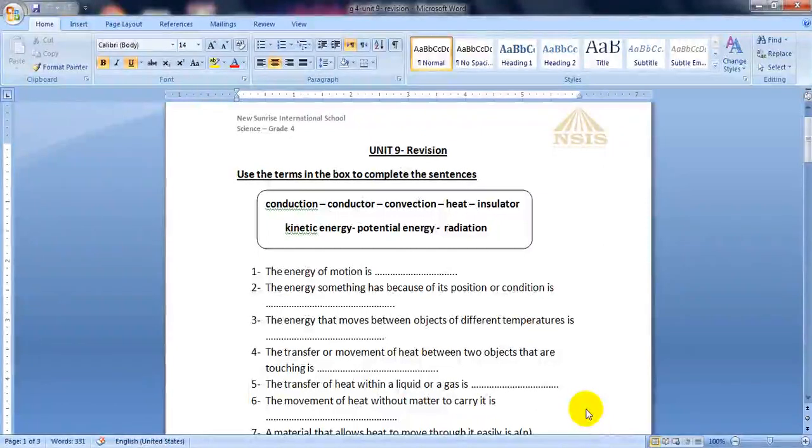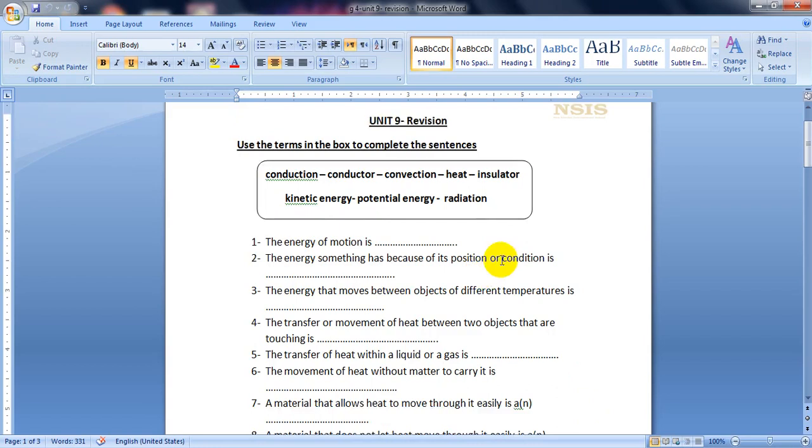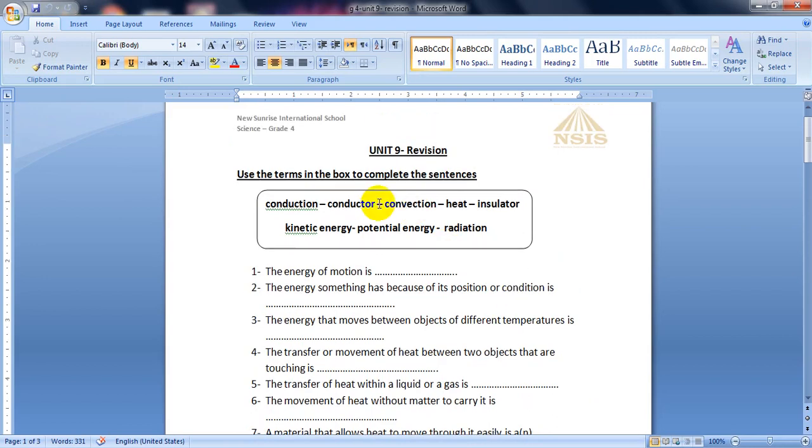Today we will have some questions revision on unit 9, which we already studied this quarter. Let's get started. Use the terms in the box to complete the sentences. Here we have 8 words and we need to use one for each of these sentences. The words are conduction, conductor, convection, heat, insulator, kinetic energy, potential energy, radiation.